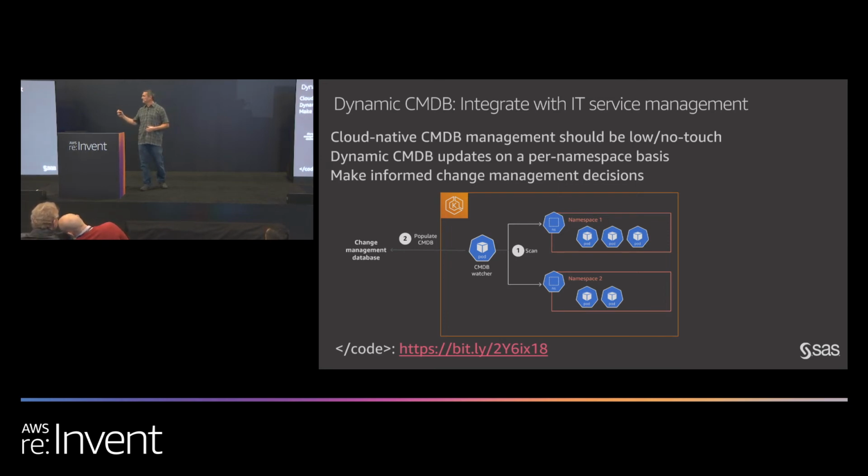So what we did to solve this problem was create a pod that runs in the cluster, and it scans and actively looks through every deployment that we have, the namespace, the pod, and then it updates the CMDB dynamically. If we have an incident, we can map that to the namespace, which is dynamically created in our CMDB.